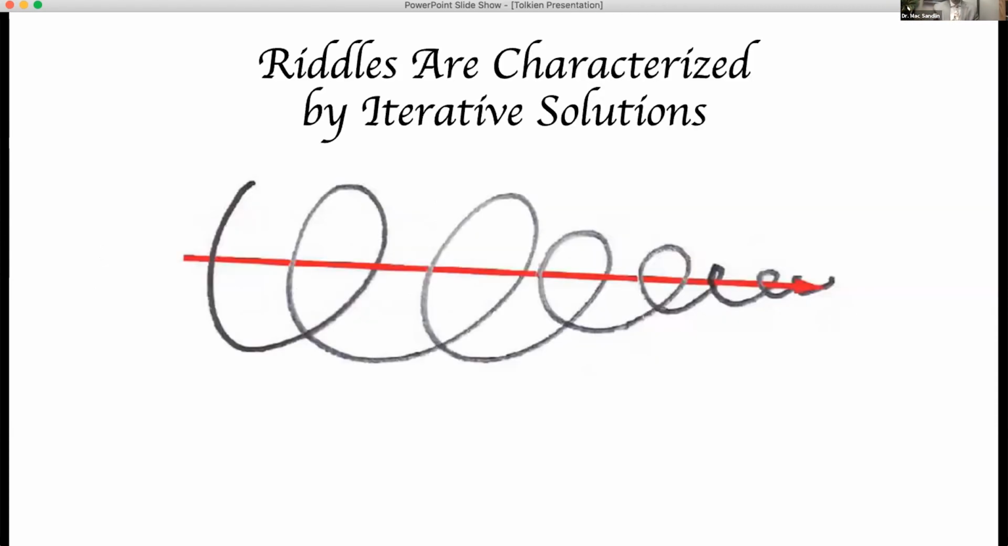Last point is this. Riddles are characterized by iterative solutions. Iterative is a term that comes if you do computer programming. This is the basis for algorithms. It is you arrive at one thing and then you spiral down into the next thing. So it's spiraling, but not like this, rather like this, a sort of tunneling spiral like you see on your picture here, where one insight leads into a deeper insight and a deeper insight and a deeper insight.